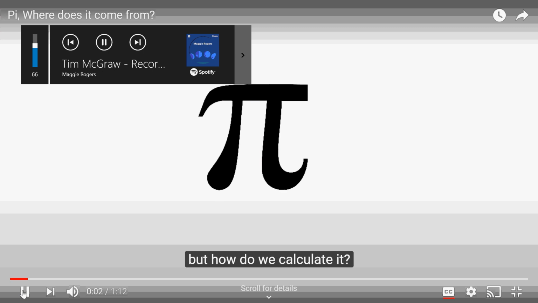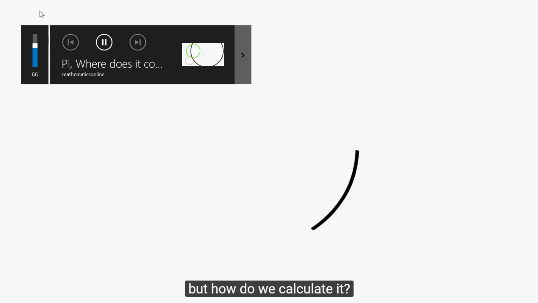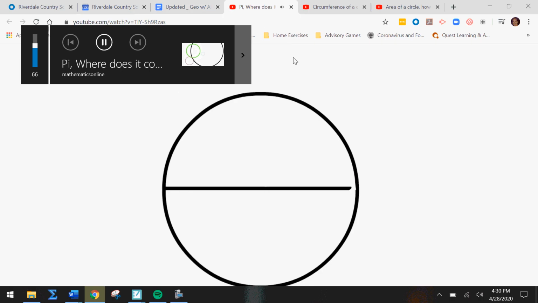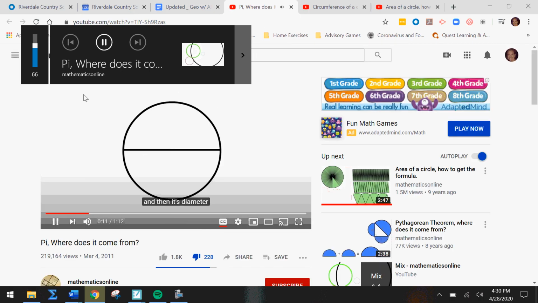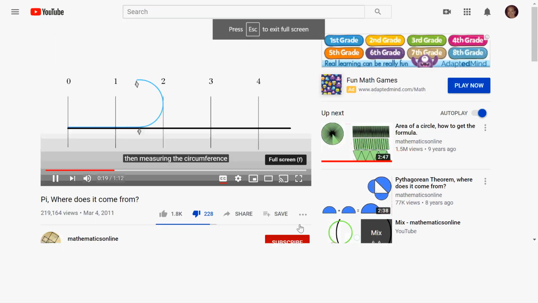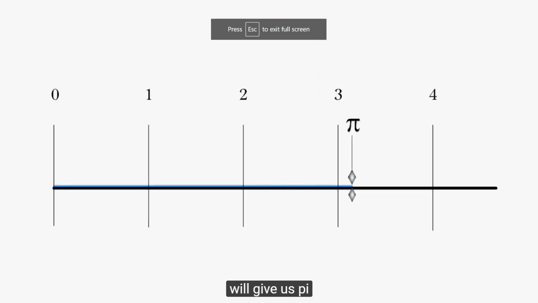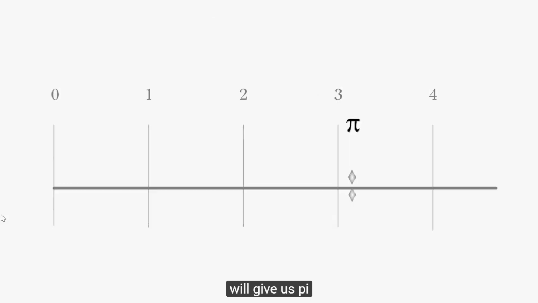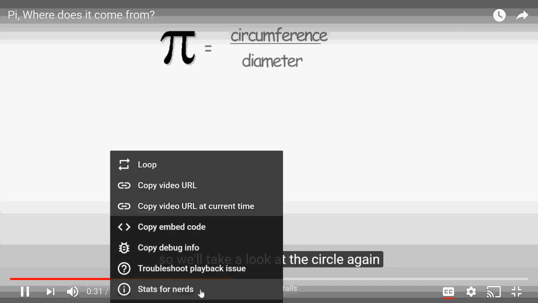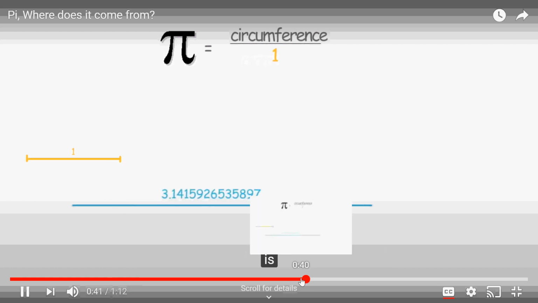Pi. But how do we calculate it? First, we'll draw a perfect circle, and then its diameter. If we take the diameter to equal 1 unit, then measuring the circumference will give us pi. In school, we learned that pi is equal to the circumference over the diameter. So we'll take a look at the circle again.